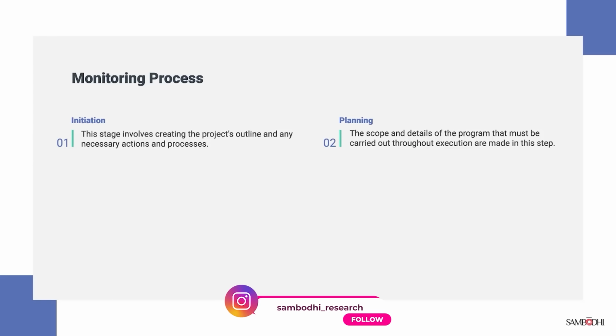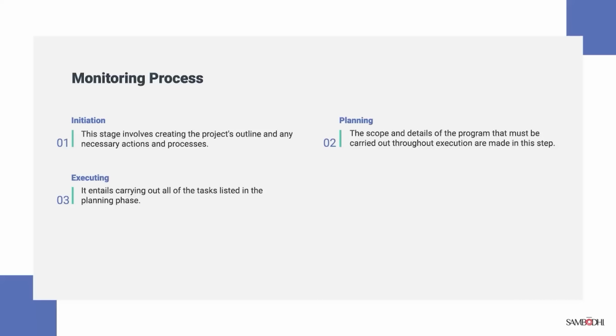Second is planning. During planning, the scope and details of the program that must be carried out throughout execution are made. It is common to identify the project risks that could potentially hinder the progress during this stage. Third is executing. It entails carrying out all of the tasks listed in the planning phase. The order of the project's activities is decided during this stage, which may depend on the project's scope, any corrective actions, goals, etc. Fourth is closing.